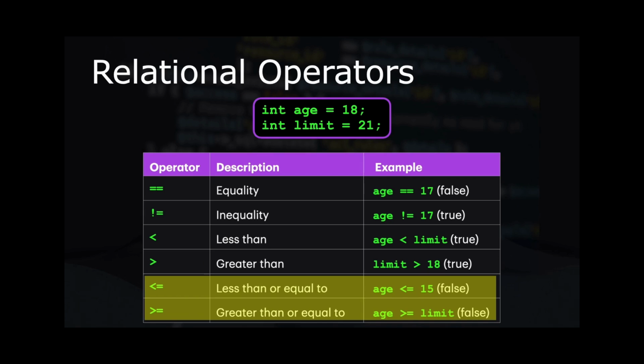In math, we got used to drawing specific symbols for these operations. But we don't have characters like that on our keyboard, so we have to type them the way we'd speak them. Less than or equal to is a less than symbol and the equal symbol. Greater than or equal to is a greater than symbol and the equal symbol.